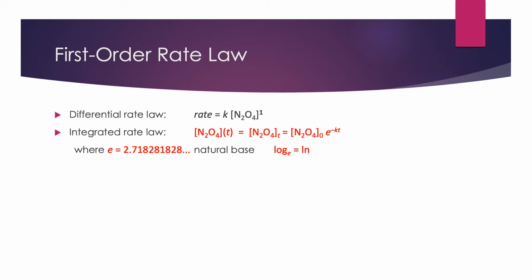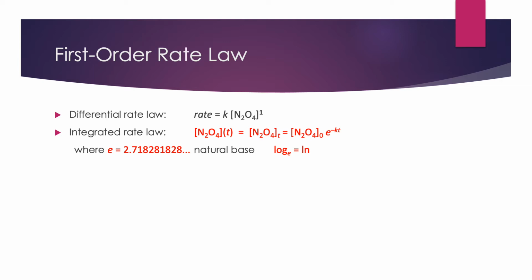Okay, now if you haven't seen something like that before, I'll simply say that e is a number, it's a constant. It's 2.718, 2818, 28, and so forth. It's like the number pi. It goes on infinitely. It doesn't repeat itself. It is a mathematical constant. It's called the natural base.